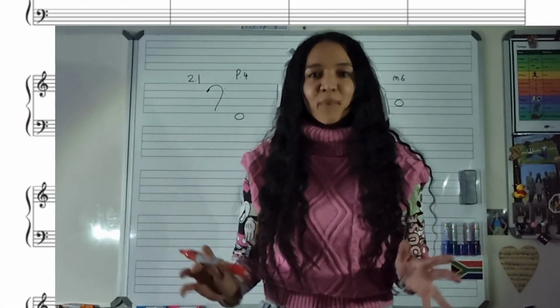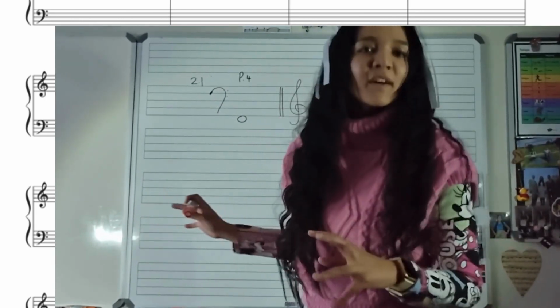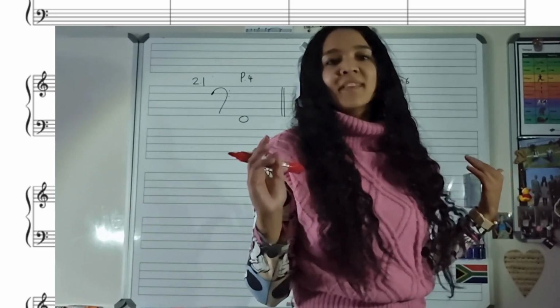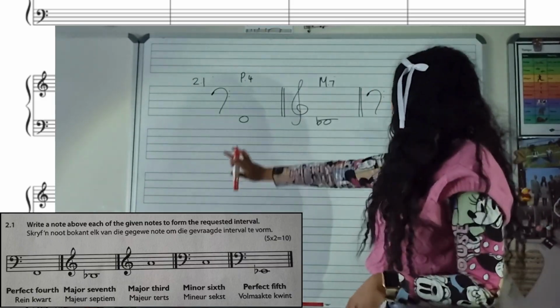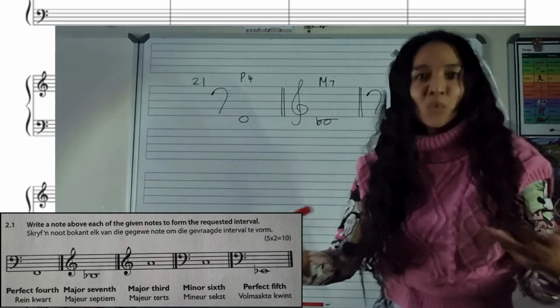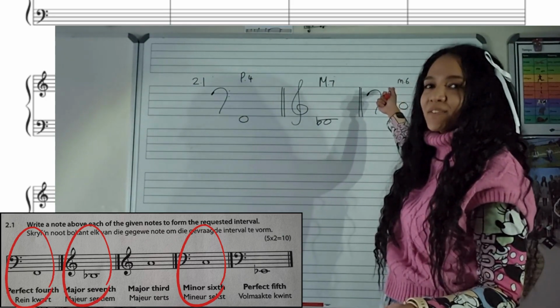In question 2.1, we are asked everything to do with intervals. So we are given a note, and we have to write the interval that they tell us to write. Out of the 5 questions, I've extracted 3 over here. We're going through 1 of each: a perfect interval, a major interval, and a minor interval.